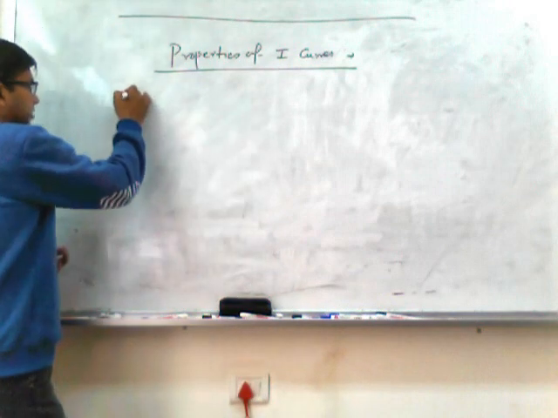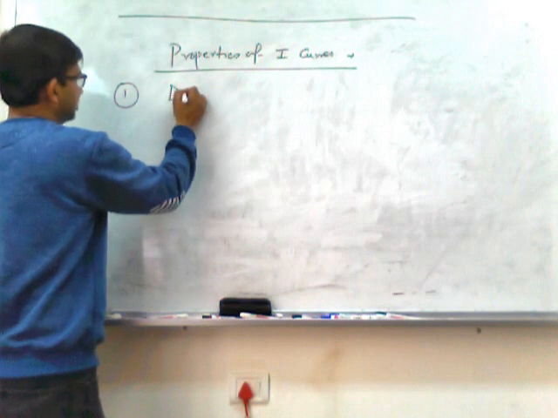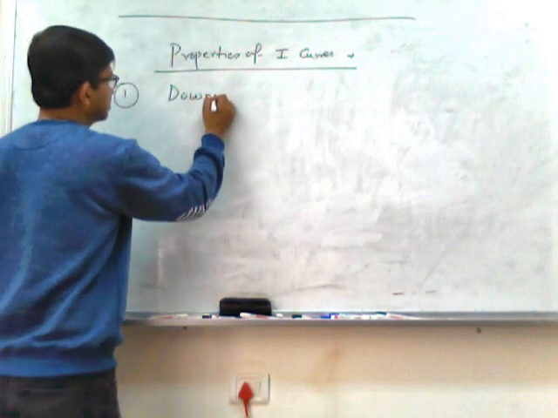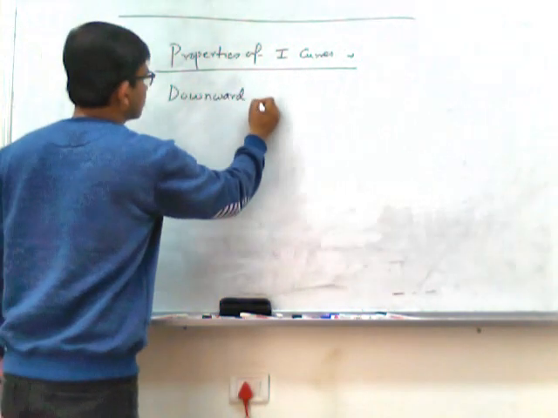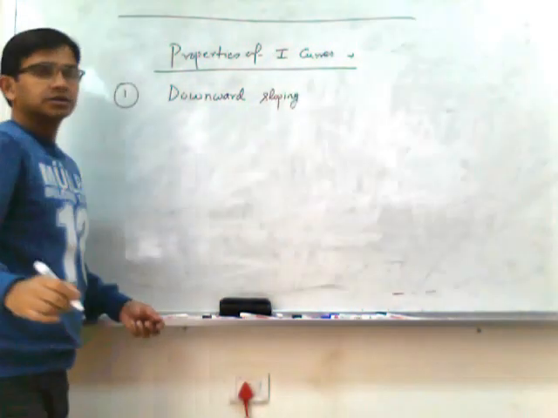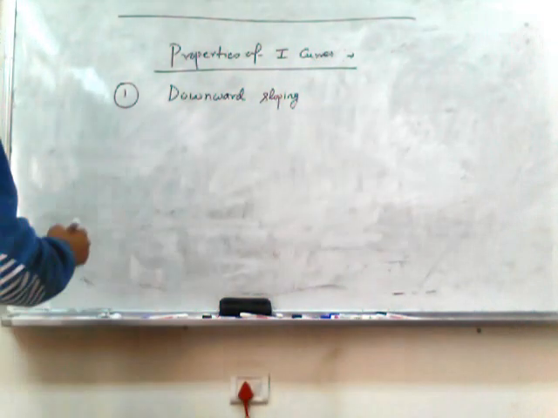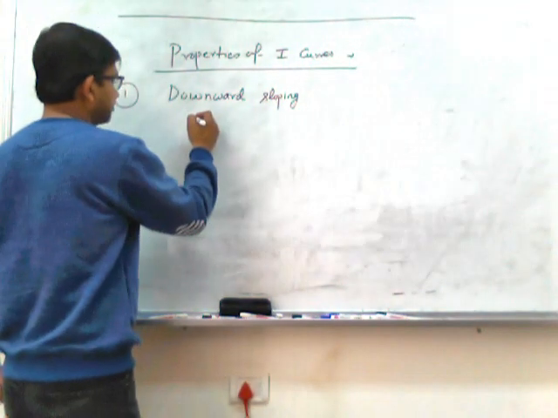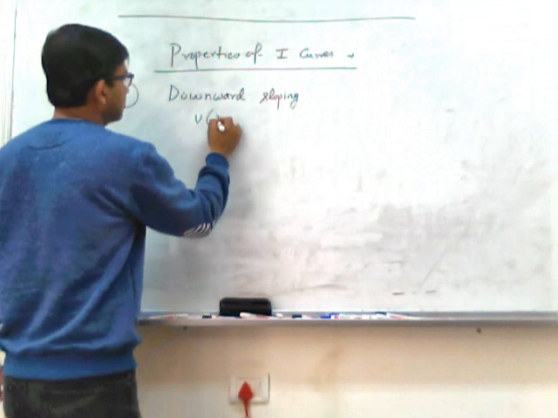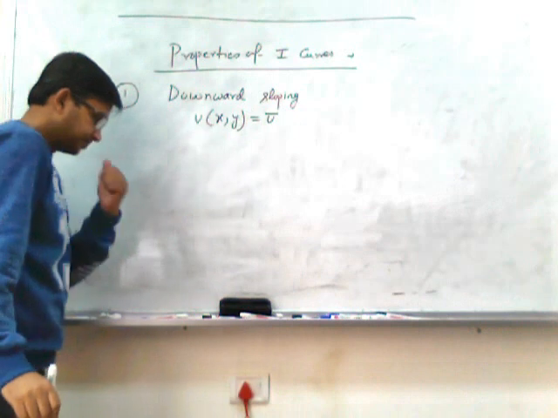So first property is these indifference curves are downward sloping. So if we consider logically, indifference curve shows, what is the equation of indifference curve? That U(x, y) equals a constant.